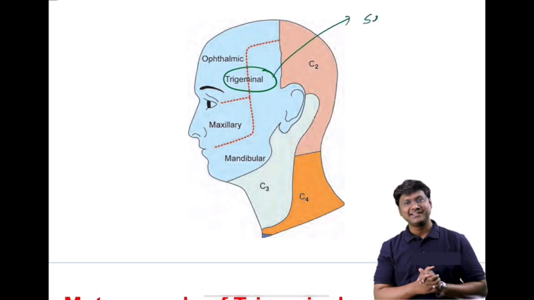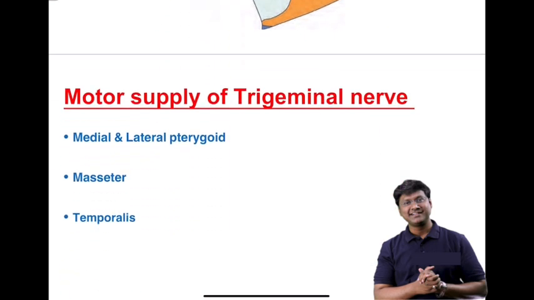It has the sensory component, right, and it has a motor component. The sensory component is supplied by the ophthalmic, maxillary and as well as mandibular divisions. So ophthalmic, maxillary, mandibular, they bring the sensory sensations from these particular divisions of the face which I have given you within the image. And what is the motor supply of your trigeminal nerve?